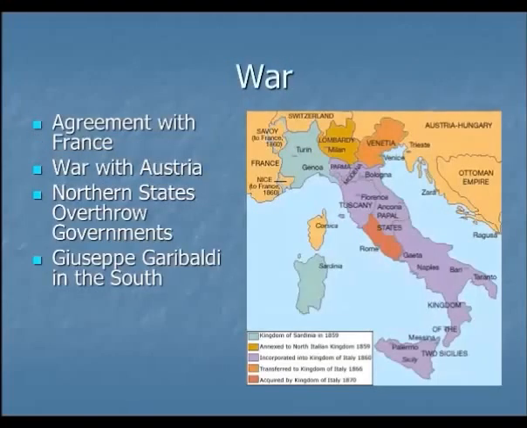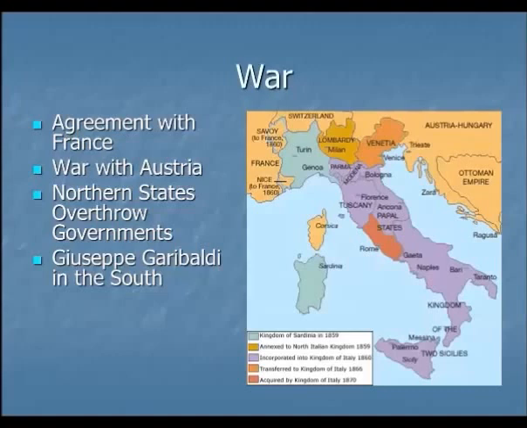So, as we can see in this map, the previous Italy was about half a dozen small states, all broken up. The first thing they do is Sardinia forms an alliance with France. Napoleon III, the ruler of France, is very bellicose and wants to fight. He wants to restore the legacy of military success that he had under his uncle, Napoleon I.